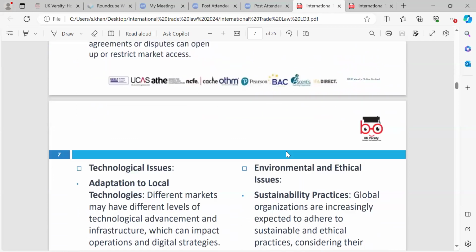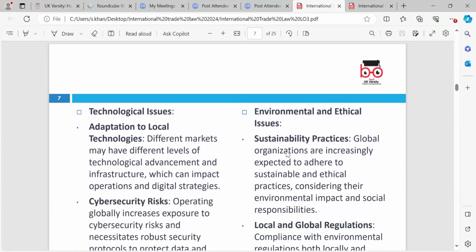We then went on to look at technological issues such as adaptation to local technologies and why that is so important when trading globally. We also looked at elements of trade, cybersecurity, and how that is so important when trading globally in regards to any issues of cybersecurity, any sort of issues around any sort of fraud or anything.